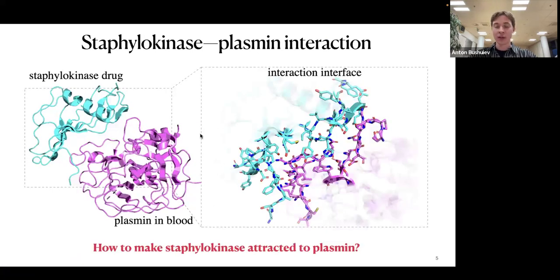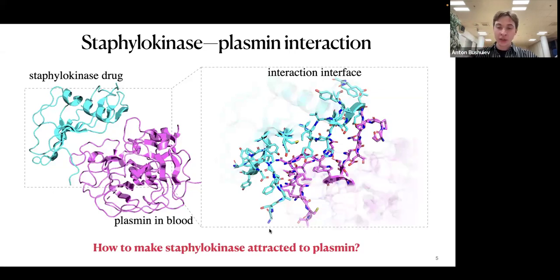And now let's get back to our initial question of how to make staphylokinase more attracted to plasmin. So here on the left again, we have a staphylokinase protein, which is a thrombolytic drug candidate. And here it interacts with plasmin, which is a protein present in blood. And if we take a closer look at what is called an interaction interface, where proteins touch each other or connect, we can see that this interaction is dependent on the properties of amino acid building blocks.